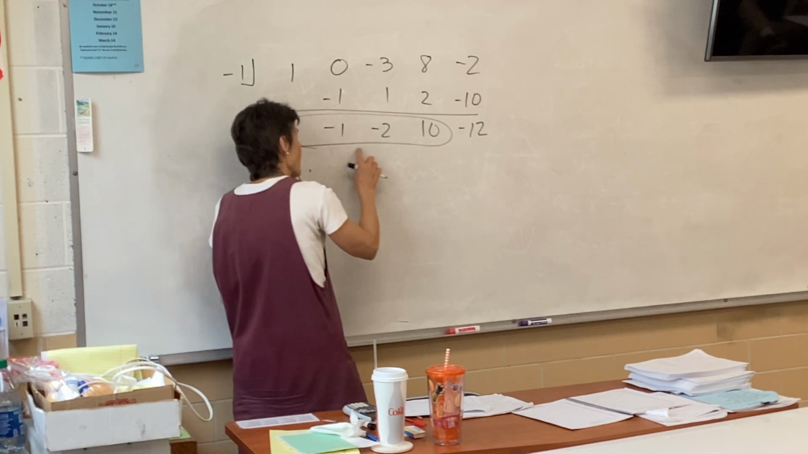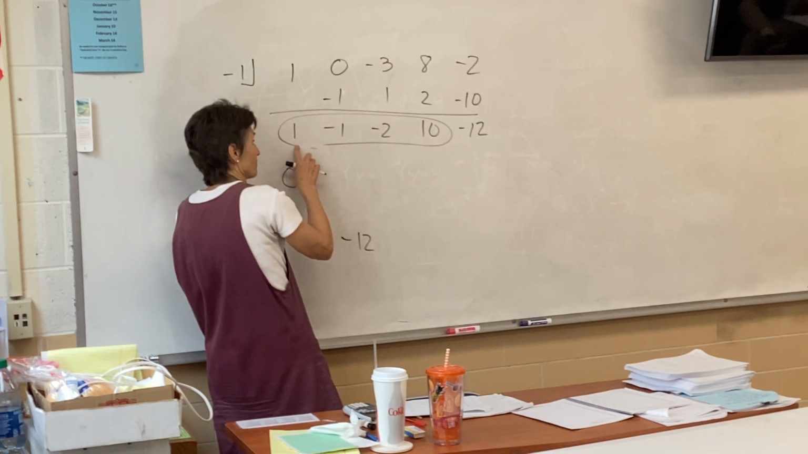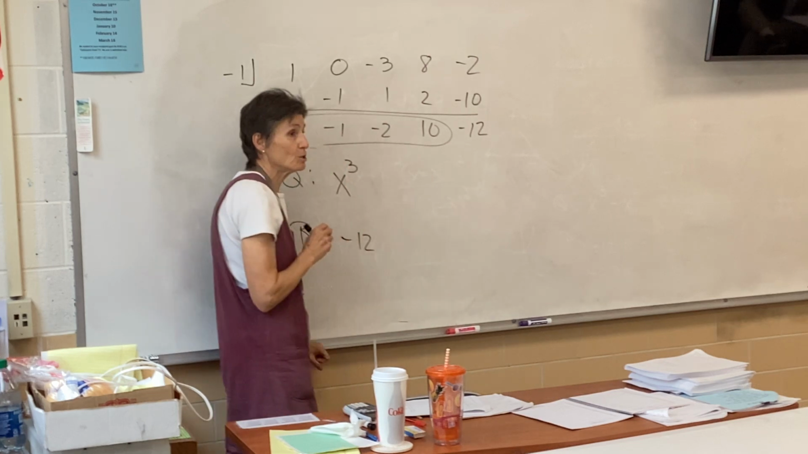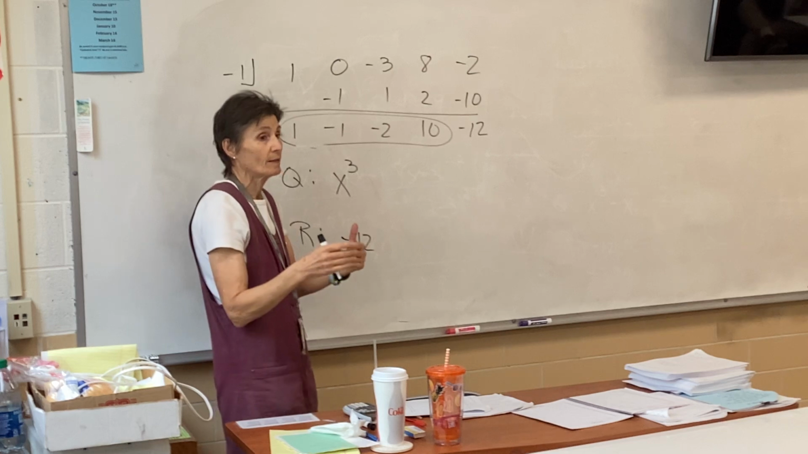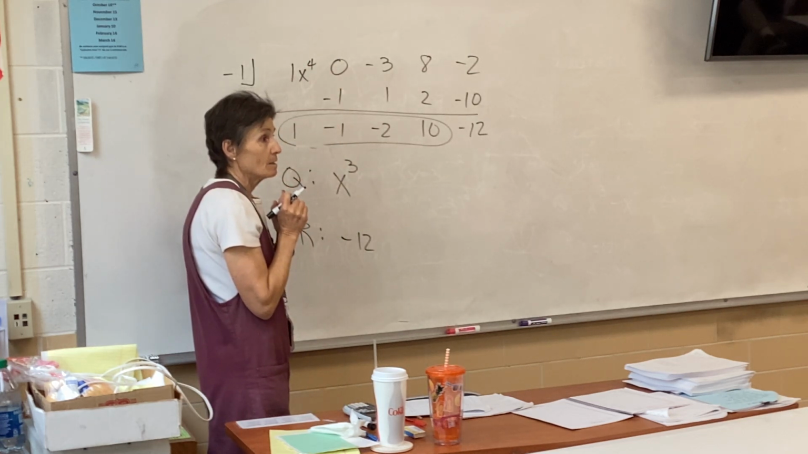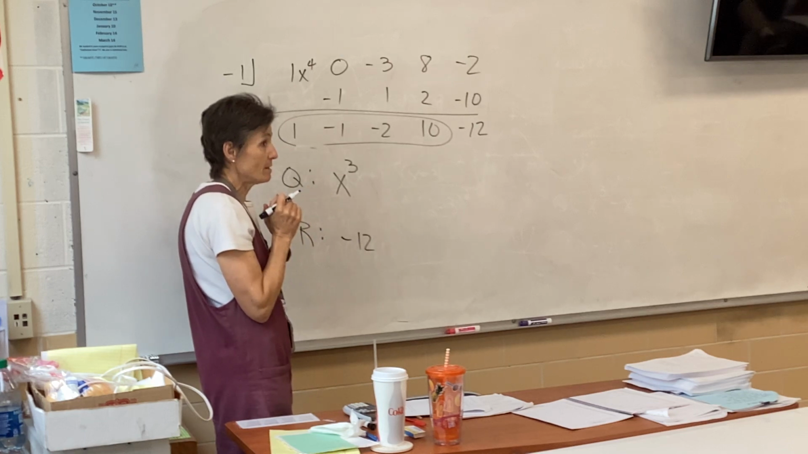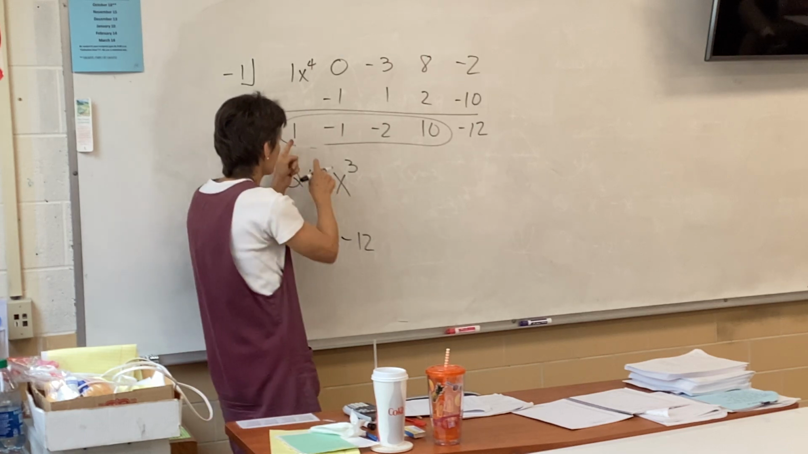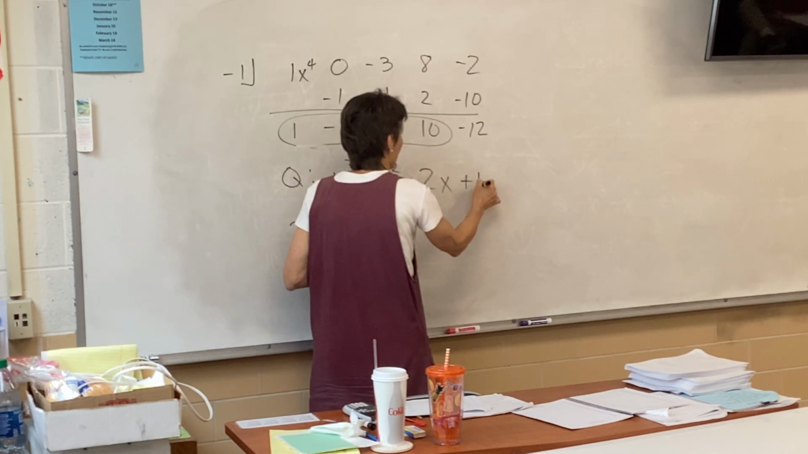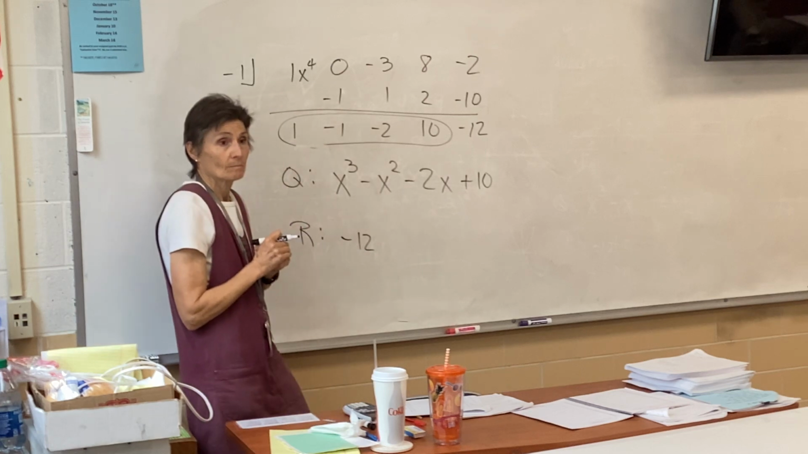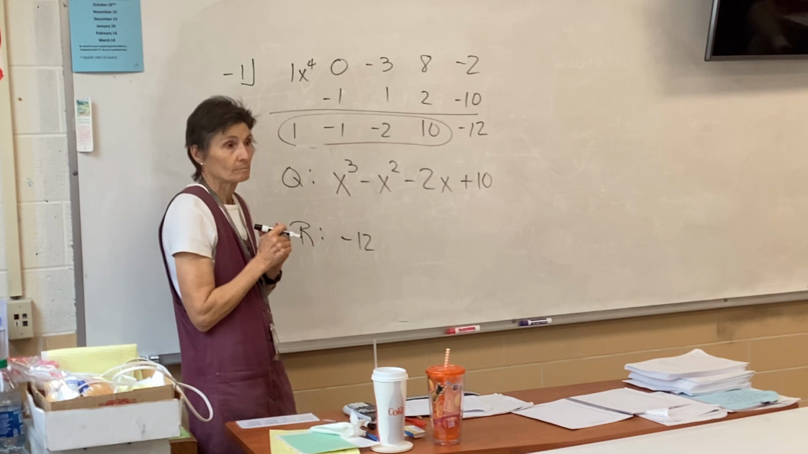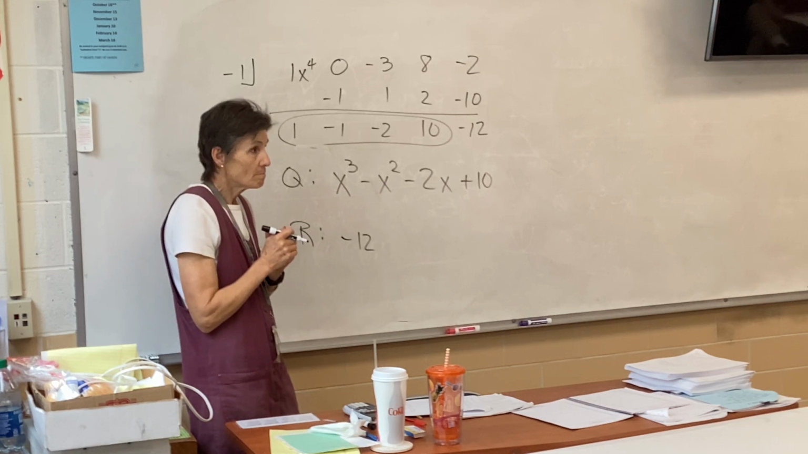So what does this represent? X cubed. Why is it x cubed? Usually in our problems it's been x squared. The original was x to the 4th this time. So when we divide, it goes down by 1. So since it was x to the 4th, this is x cubed minus x squared minus 2x plus 10. And that's it. That's the division. Okay?